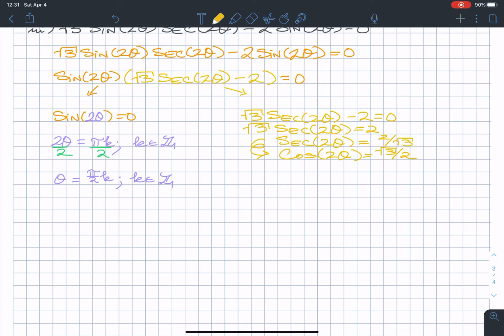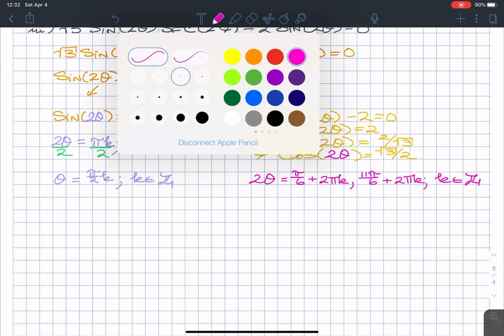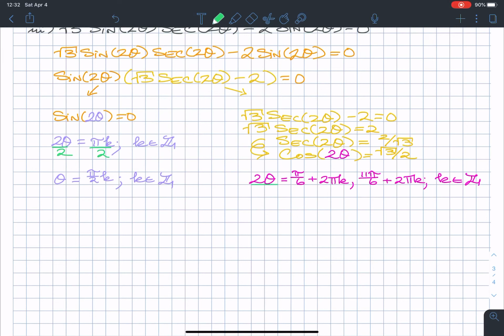Okay, so in this case, once again, let me write 2 theta in hot pink here. I'm looking at places where 2 theta will give me cosine equal to root 3 over 2. And that's, of course, going to be in quadrant 1 at pi over 6 plus 2 pi k. And in quadrant 4 at 11 pi over 6 plus 2 pi k, where k is an integer. However, I'm not solving for 2 theta, I want to solve for theta. So I'm going to divide each of these by 2.